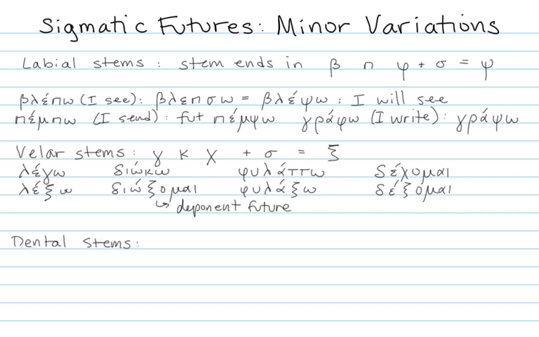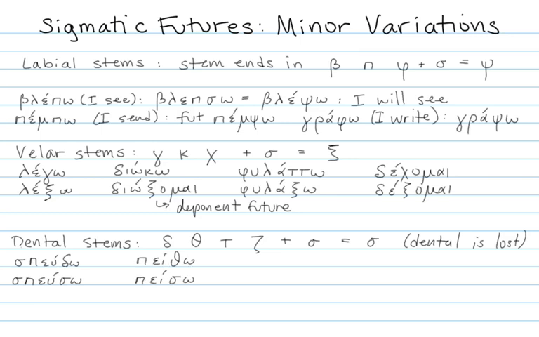Last minor variation for this slide is the dental stems. If your stem ends in delta, theta, tau, or zeta, and you add a sigma to it, then the dental goes away and you're just left with a sigma. So we get speudo becomes speuso, peitho becomes peiso, pratto becomes prasso, paraskeuazo becomes paraskeuaso.